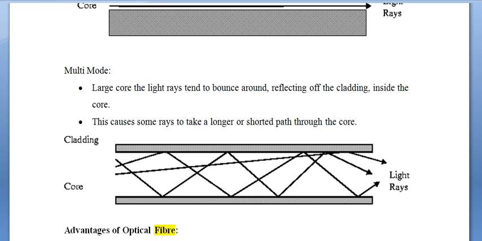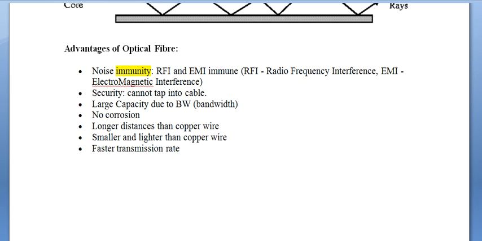Advantages of optical fiber. Noise immunity: RFI and EMI immune, RFI being radio frequency interference, EMI electromagnetic interference. Security: cannot tap into cable. Large capacity due to BW, bandwidth. No corrosion. Longer distances than copper wire. Smaller and lighter than copper wire. Faster transmission rate.